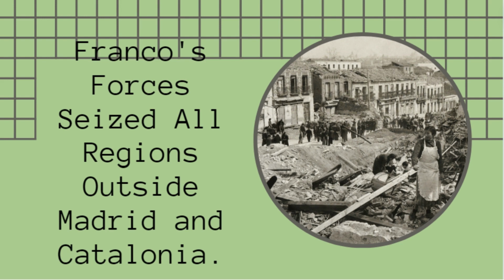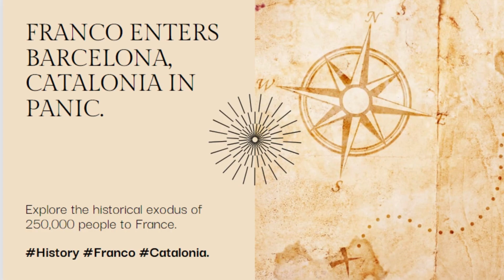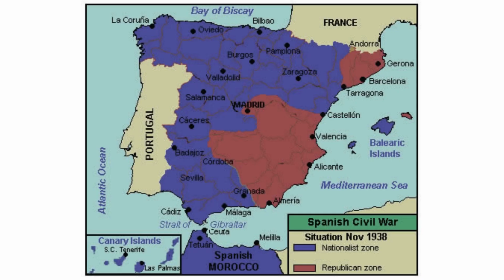With new advancements throughout the year, victory drew closer, and Franco's forces seized all regions outside Madrid and Catalonia. Then the Catalonia campaign, which began in December 1938, yielded results quickly, with Franco entering Barcelona, causing 250,000 people to flee to France from Catalonia, with Republicans making their final struggles and becoming exhausted. They found themselves trapped between Barcelona and Madrid.